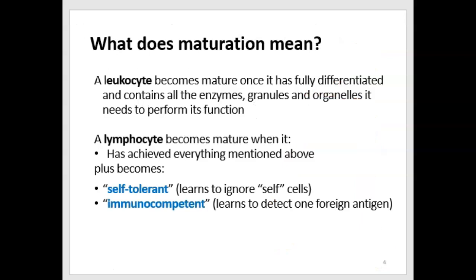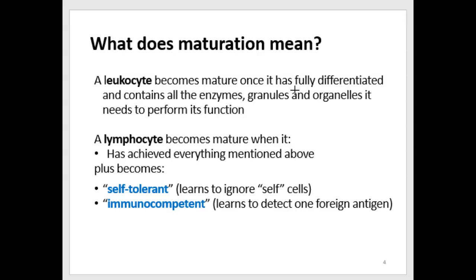Let's talk a little bit about what I mean by maturation. A leukocyte becomes mature once it's fully differentiated, meaning it contains all the enzymes, granules, or organelles that it needs to perform whatever its function is. Now there are a lot of different types of leukocytes: monocytes, eosinophils, basophils, etc. In the lymphatic system, we focus mainly on lymphocytes and macrophages, which are derived from monocytes.